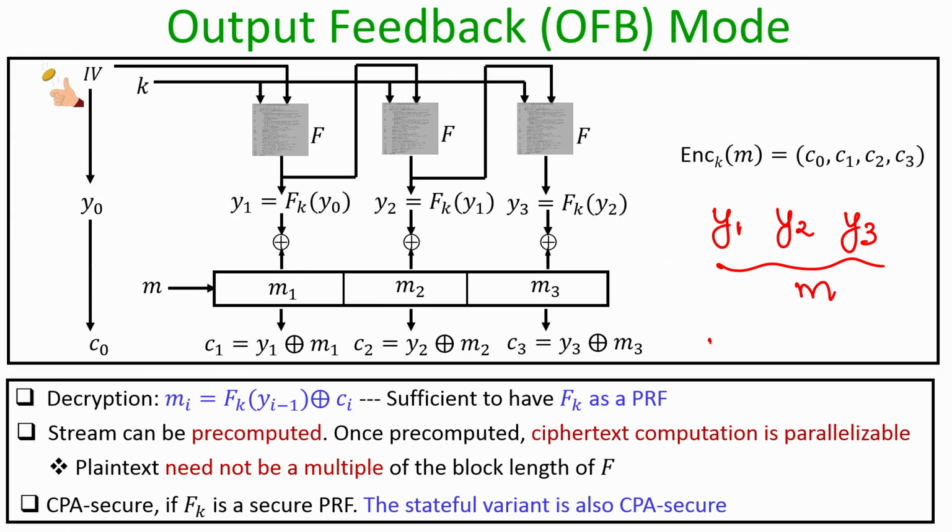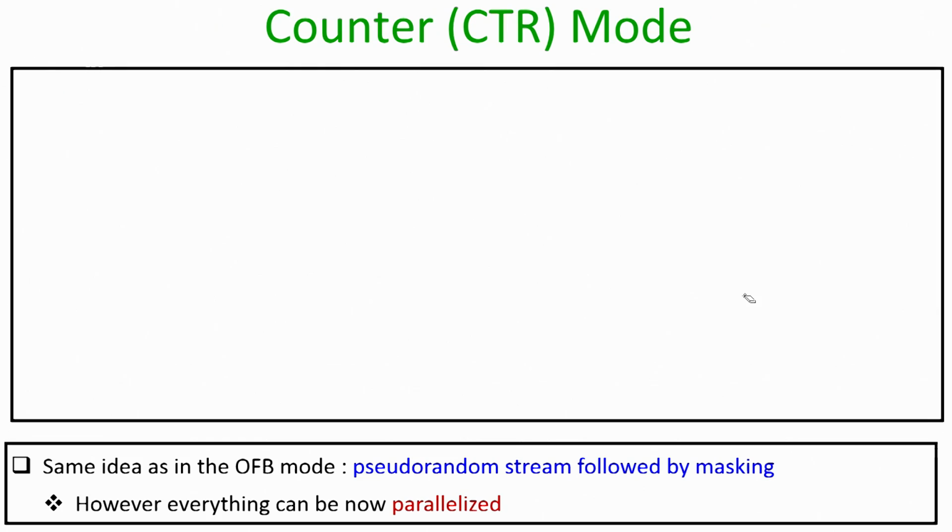And now there is a new message m dash for encryption which is available for the sender. So, if the sender now wants to encrypt the message m dash using the OFP mode, there is no need to pick a fresh IV. The Y3, which was the last block of the pseudo random pad for the previous message, can be used as the IV for the message m dash, and using Y3 we can kickstart the whole process and generate a fresh pseudo random stream of pad which can then be used for masking the new message m dash. And it can be proved that the stateful variant of this OFP mode is also CPA secure, right.